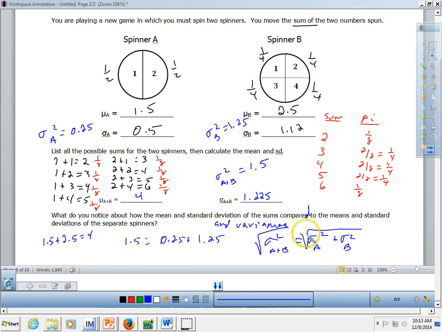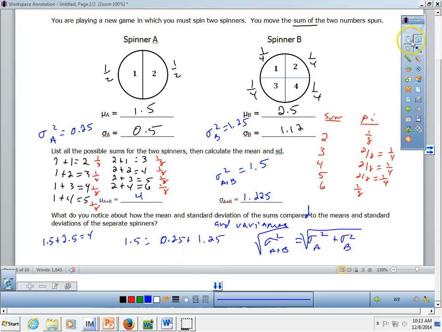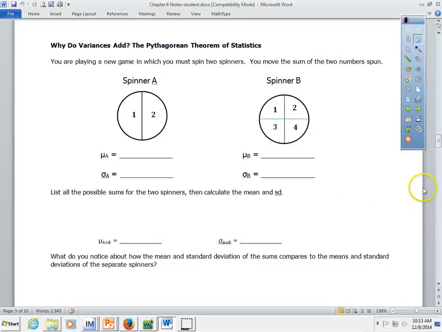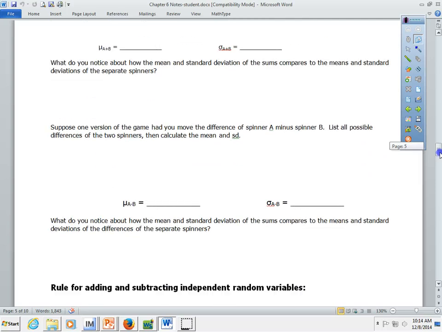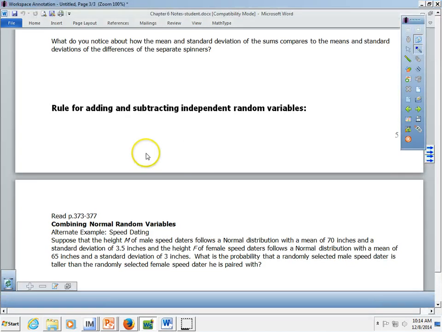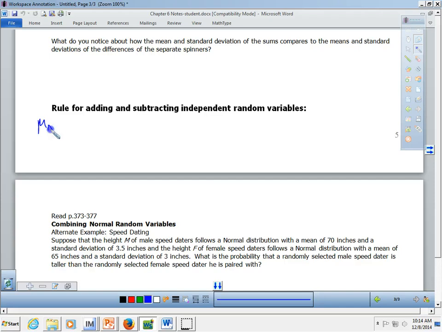When we combine two different random variables, things get a little bit different. Okay? So our means just add, and our variances just add, and our standard deviation becomes this Pythagorean theorem looking thing, and that becomes our rules. And so I'm going to skip down, and it says rules for adding and subtracting independent random variables. Well, for adding, if I want the mean for combining two random variables, I'm just going to add them individually.